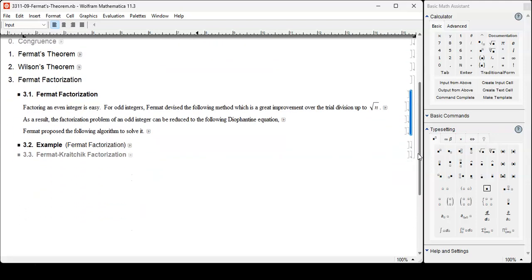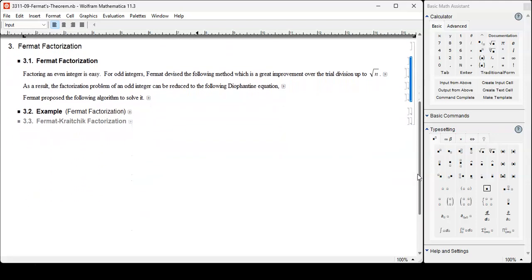Fermat Factorization is a kind of opportunistic factorization method applied for odd integers. Factoring an even integer is easy. Just divide by 2 and get it reduced as much as possible. And once you hit an odd factor, from that point on, you may have to work out various trial divisions or things like that.